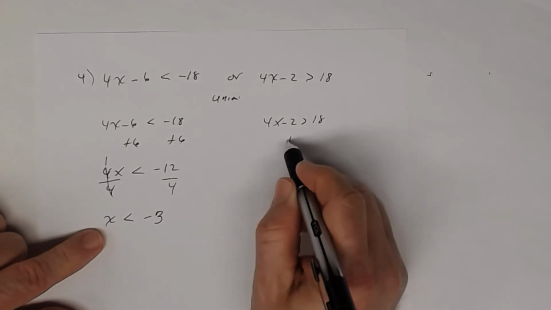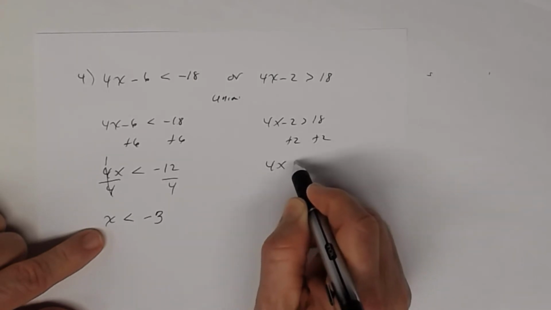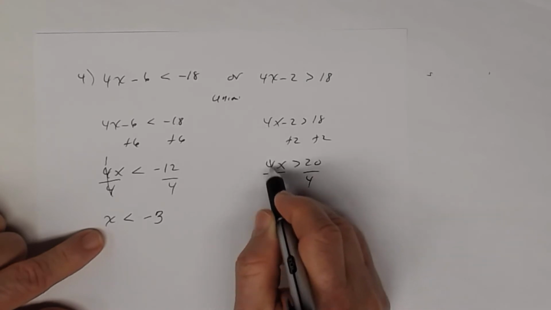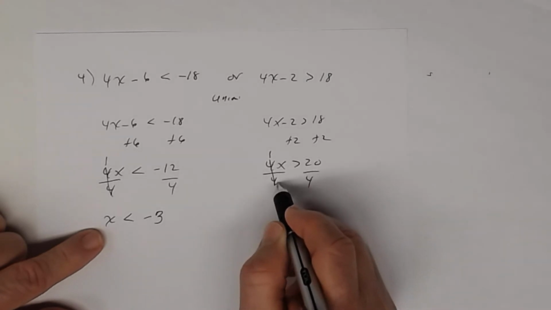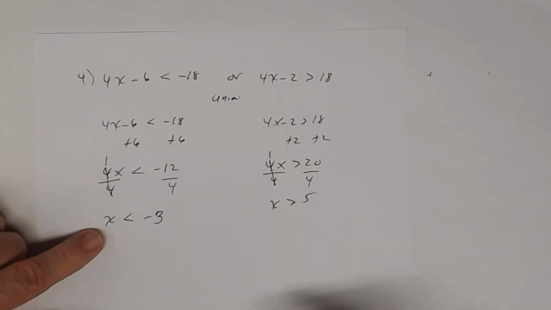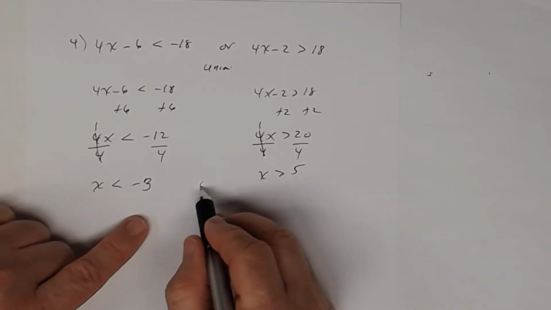Over here, if I add 2 to both sides, I get 4x is greater than 20, and dividing both sides by 4 to get x by itself, and then reducing, 4 divided by 4 is 1, 1 times x is x. I get x is greater than 5. All right, so remember this is an OR, right?